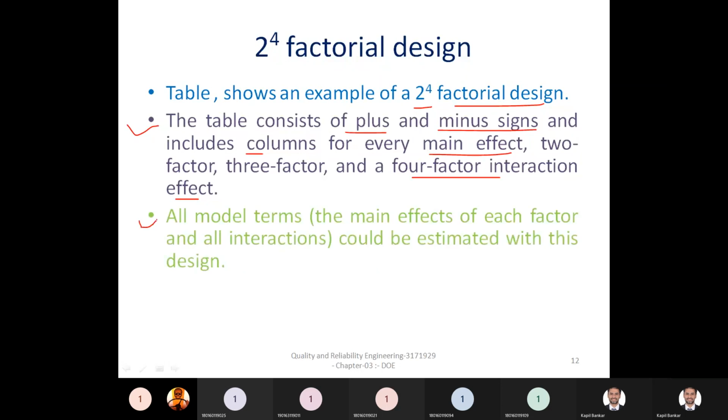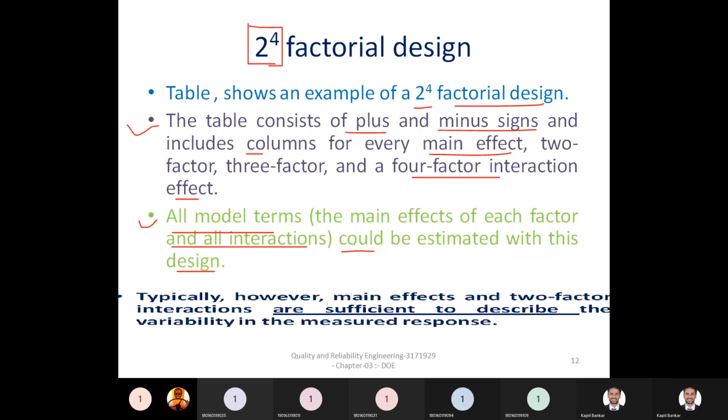All model terms, that is the main effect of each factor and all the interaction effects, could be estimated with this design. So with the help of this 2 raised to 4 design, all these model terms can be estimated.